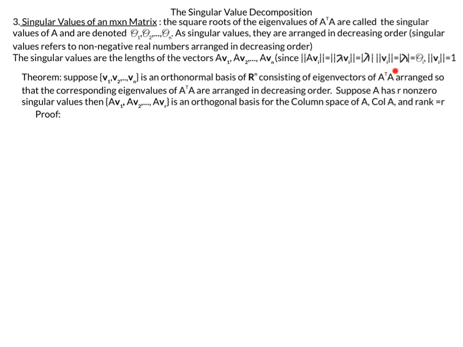Now, suppose A has r non-zero singular values. Remember, the singular values of A are the square roots of the eigenvalues of A transpose A. Then we're given this next set of vectors, that's Av1, Av2, up to Avr. So A times the eigenvectors up to r, because we have r singular values. Now this set is going to be an orthogonal basis for the column space of A.